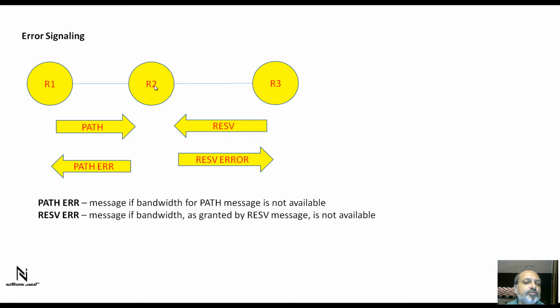So anyway, if an RESV message is sent from R3 to R2 and suddenly R2 sees that on this side the bandwidth has gone down, I cannot ensure a bandwidth of 50 Mbps on this side. So immediately it sends an RESV error message to R3. So these are the error signaling messages.